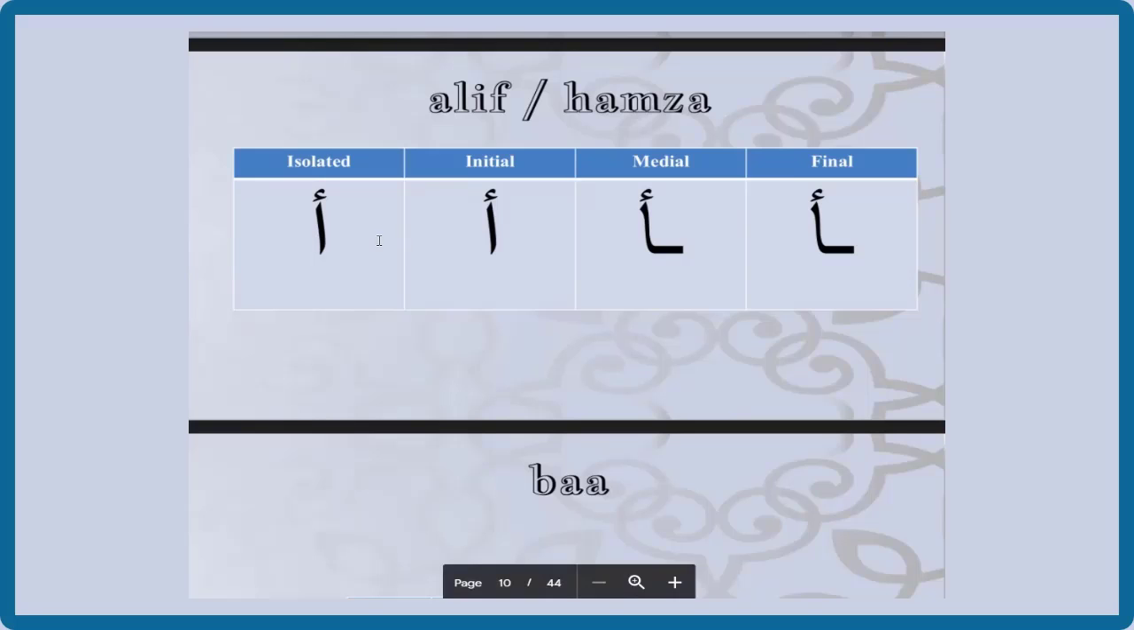So whenever Hamza comes in the writing form, this would be the isolated form, okay? This one is initial, like whenever Hamza is at the beginning of the word, you will find it in this shape, right? Then if it comes in the medial, like in between or in the middle of the word, you will find its shape like this one, okay? And the final shape is this.